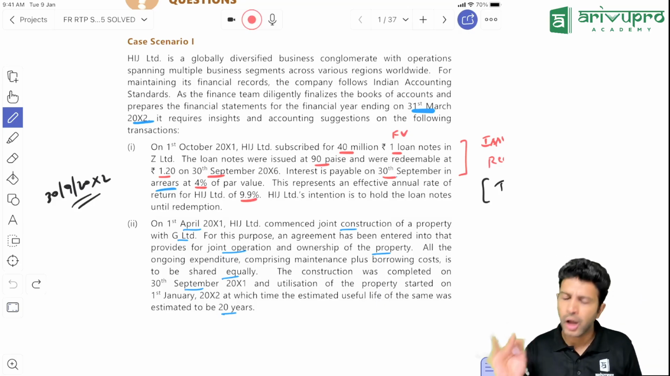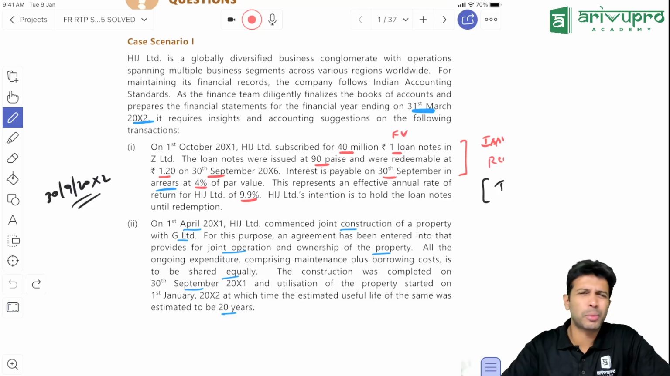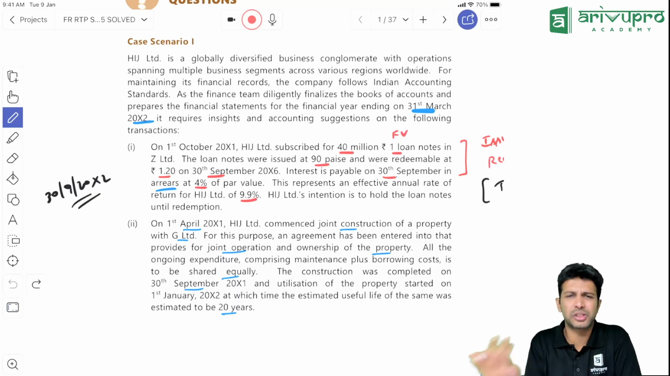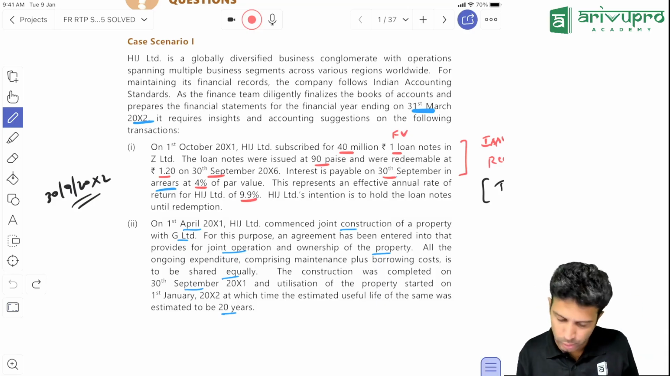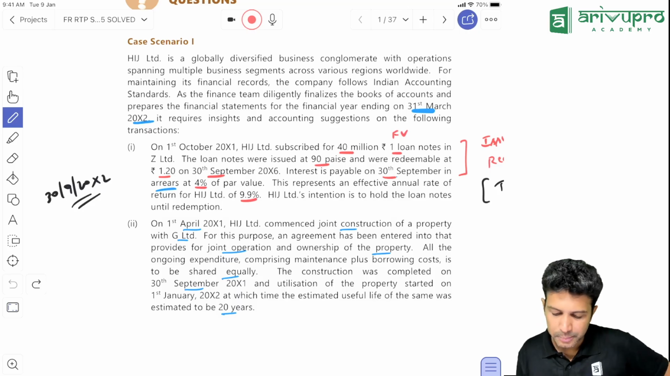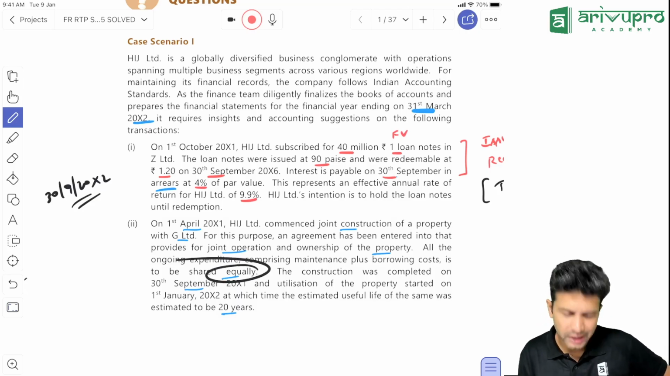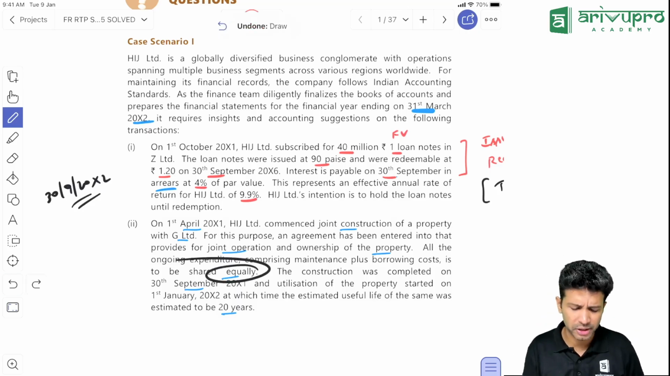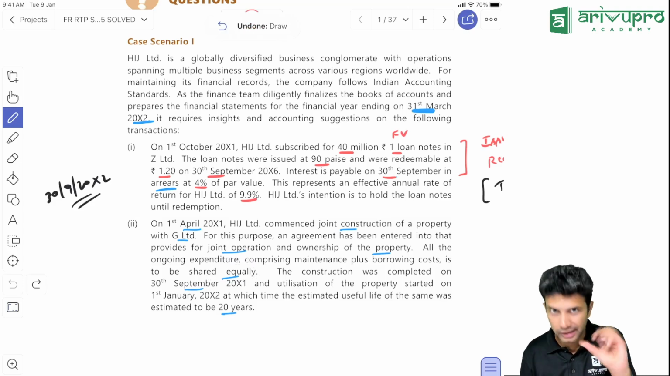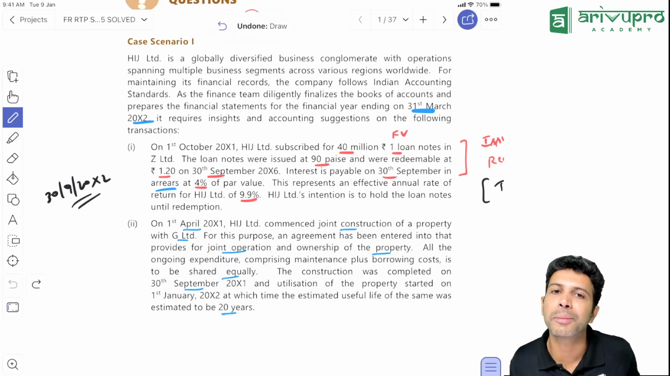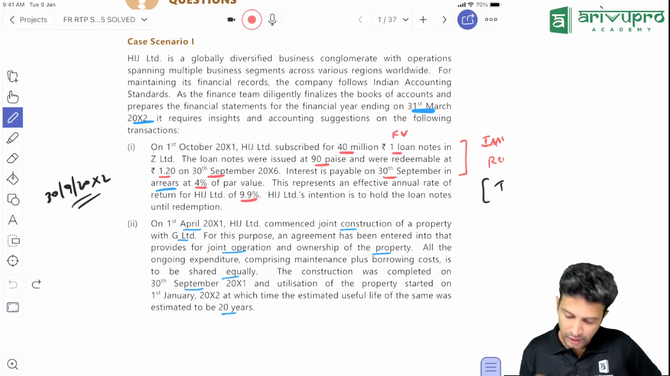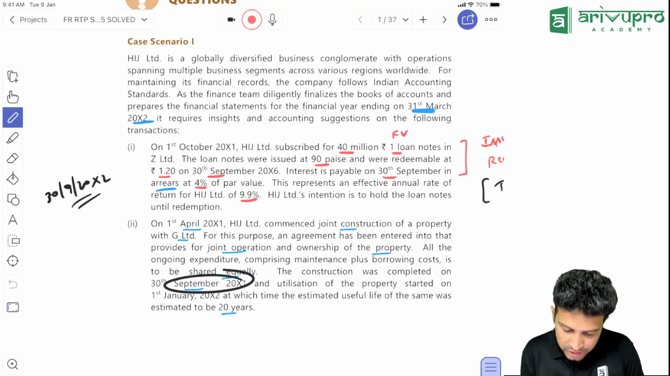Now in joint operation, we do the proportionate method, right? Each venturer will show their share of assets, liabilities, income, and expenses in their books. So that's all you'll have to do. All the ongoing expenditure comprising maintenance and borrowing cost shall be shared equally. That's the nature of joint operation. Everything will be shared in a particular ratio, and as per the agreement, in this case, the expense and income are shared in equal ratio. The construction was completed on 30th September 20x1.